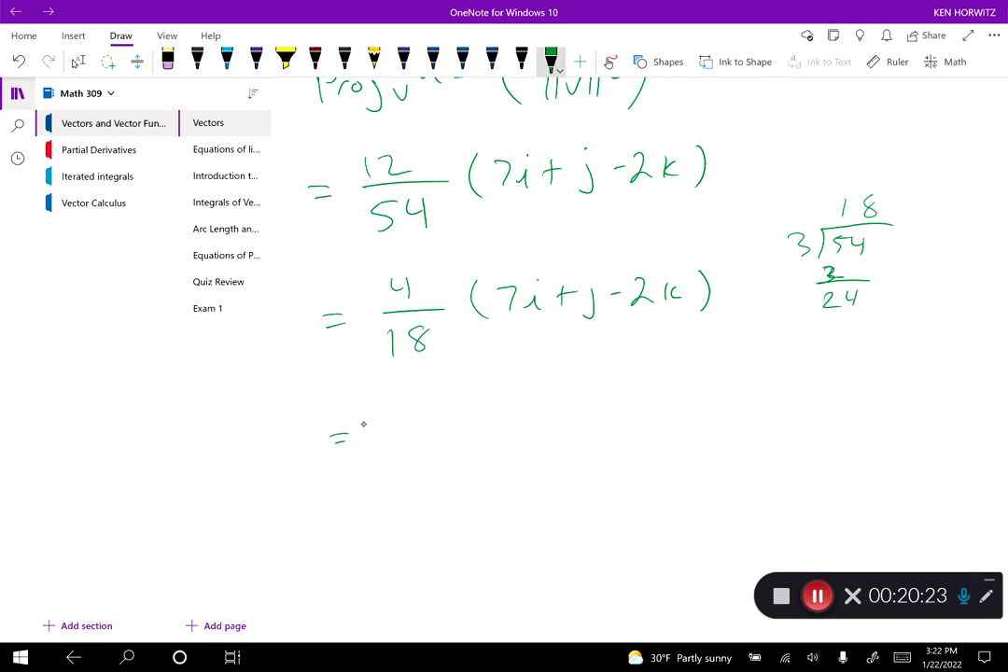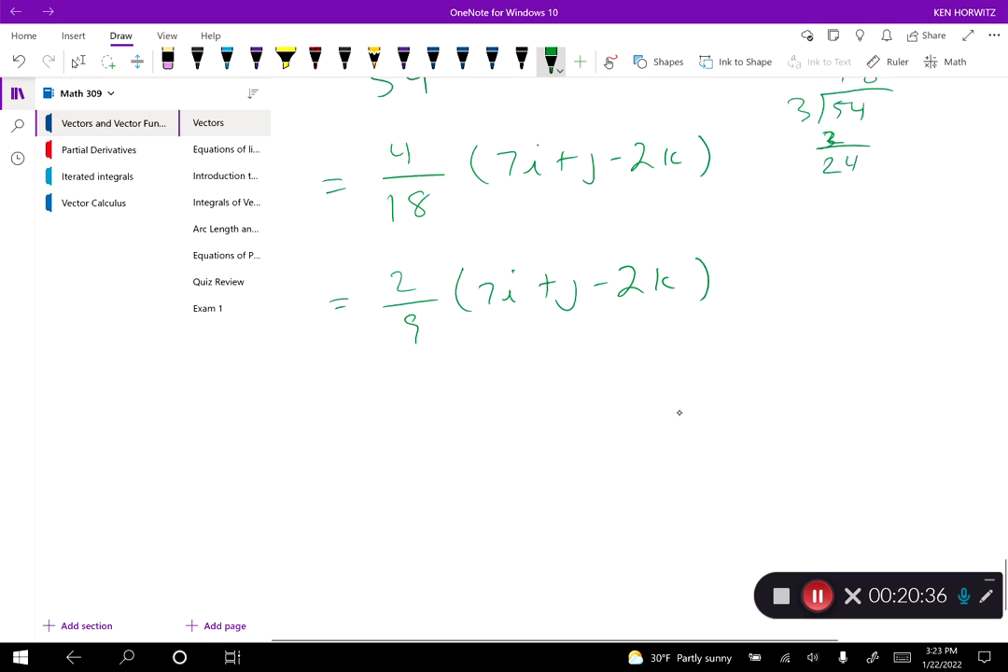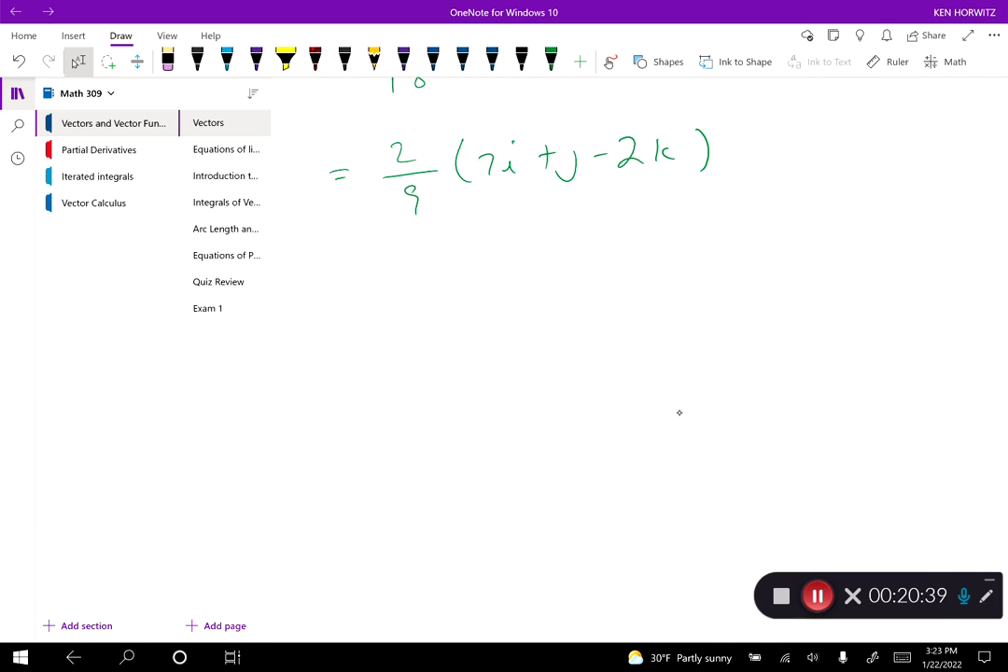All right, before you distributed, I hope that you took that down to 2/9. 2/9 times 7i plus j minus 2k. If you didn't, that's fine. You would just have a little bit more simplifying right at the end, but your final vector at this point would be 14 over 9 i plus 2/9 j, and again, the hat should be there, minus 4/9 k. And there is your vector.